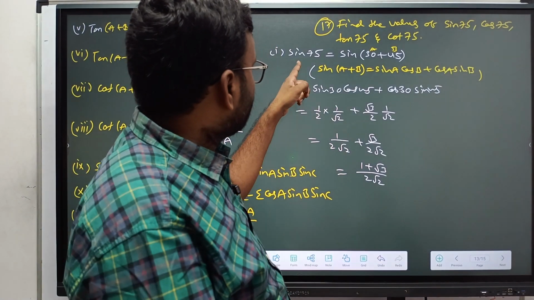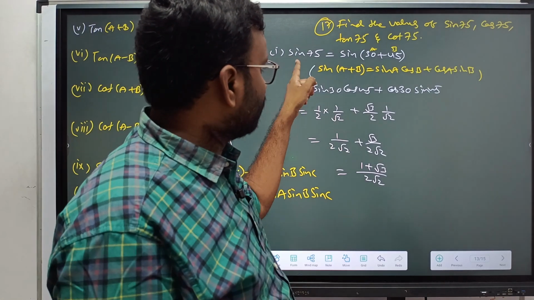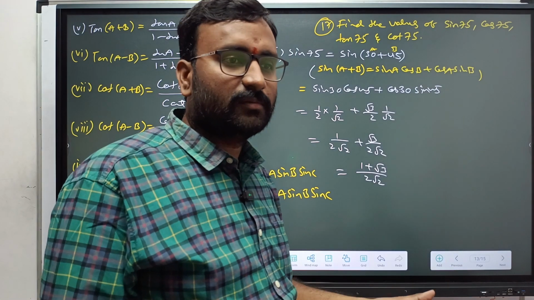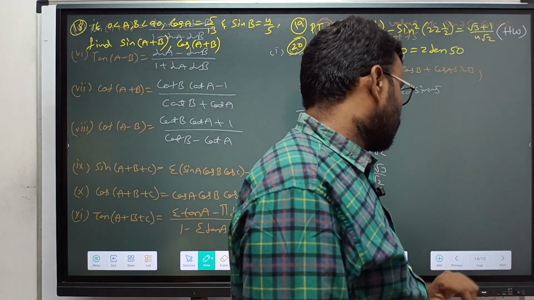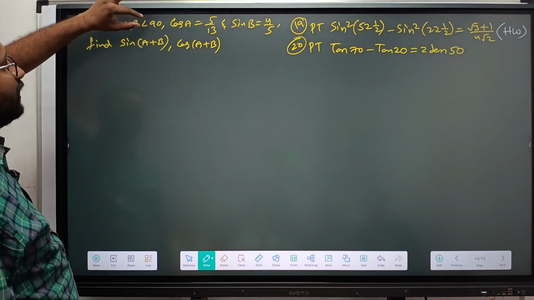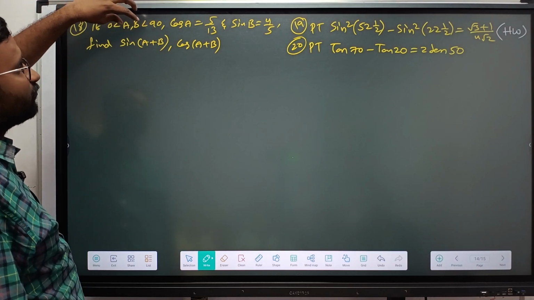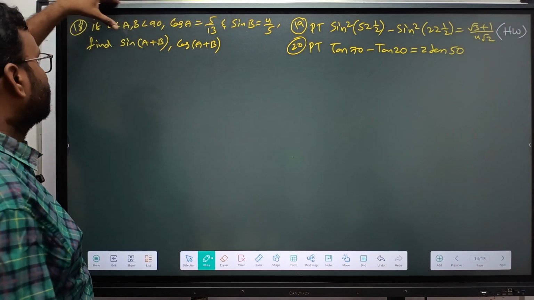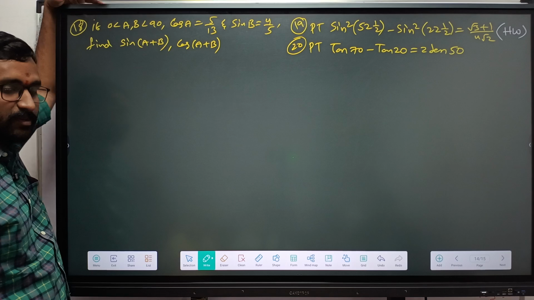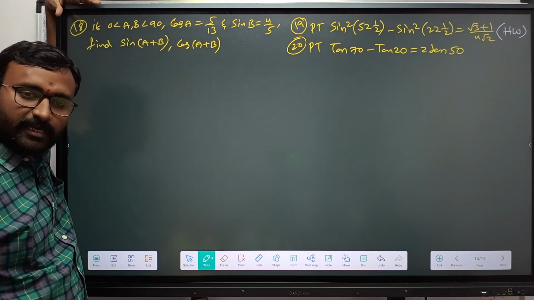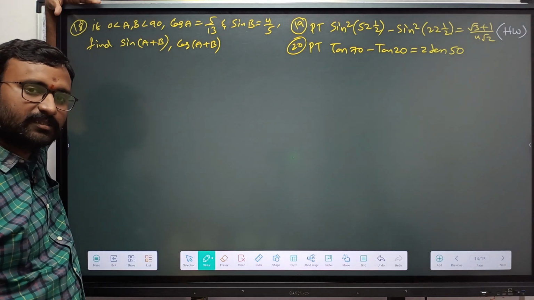And what about secant 75, cosecant 75? 2 root 2 by 1 plus root 3. Reciprocal. Okay, that is the logic. Now come to the continuation. If 0 less than A, B less than 90, which means they lie in the first quadrant, A and B angles. Cos A is given, sin B is given, and it is asking sin of A plus B, cos of A plus B. What is the formula for sin of A plus B? Sin A cos B plus cos A sin B.